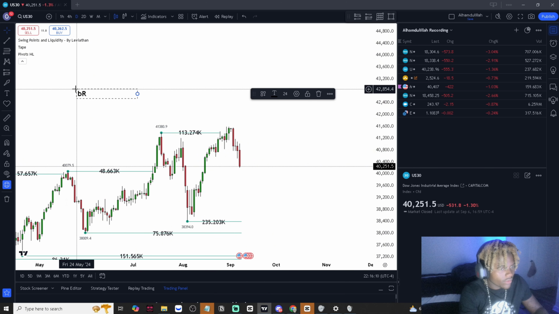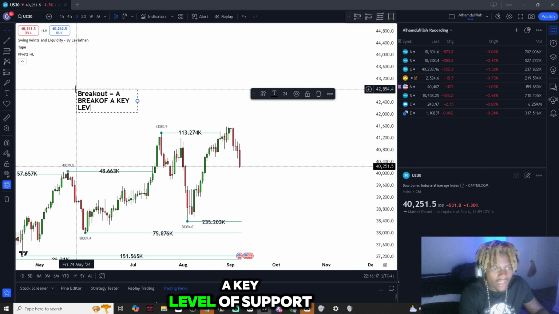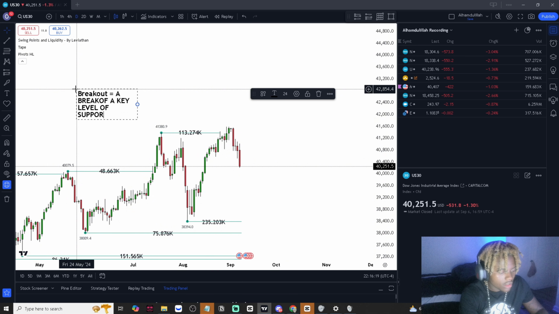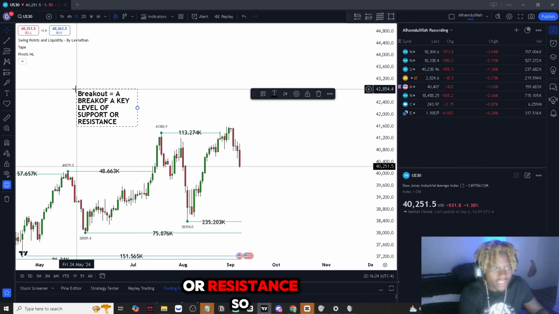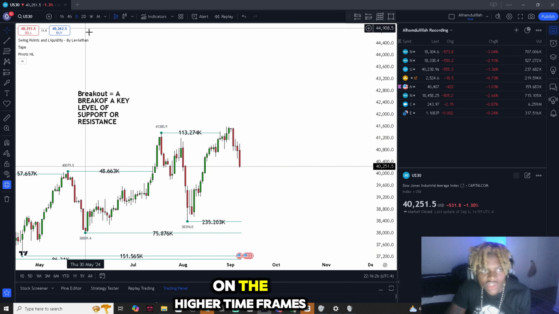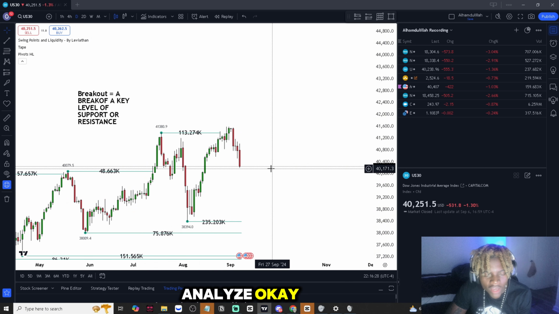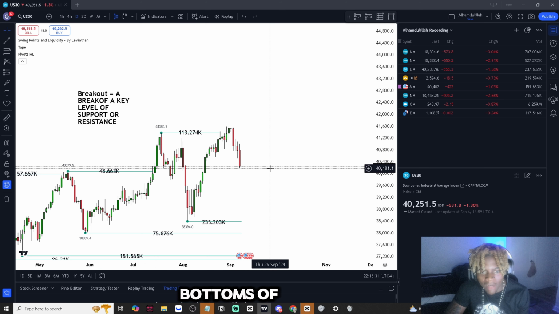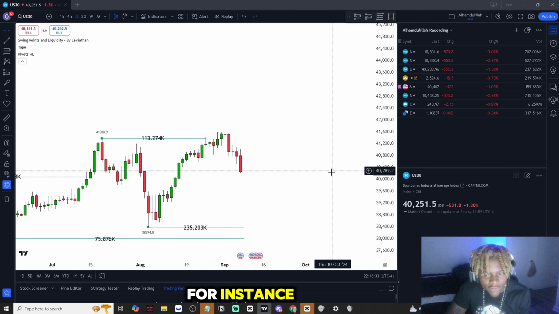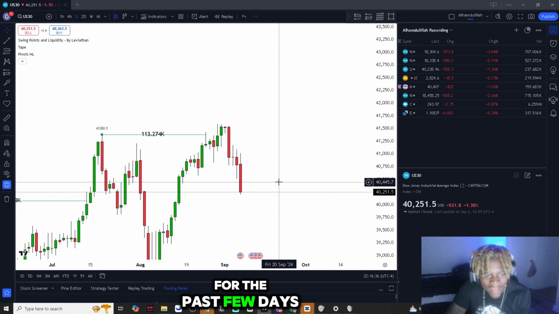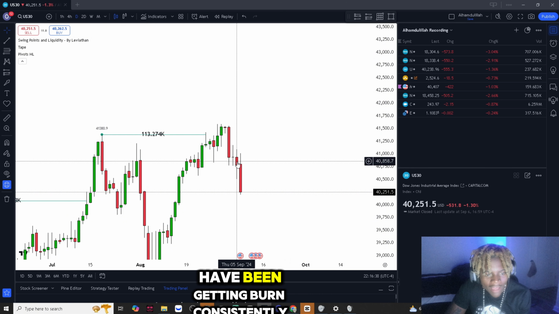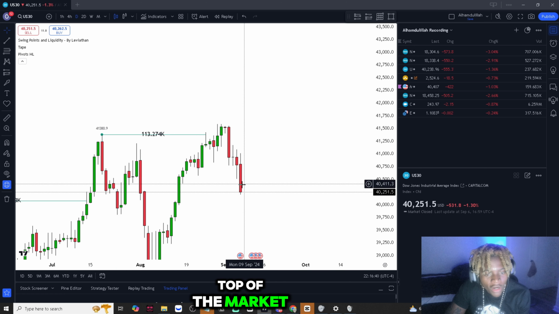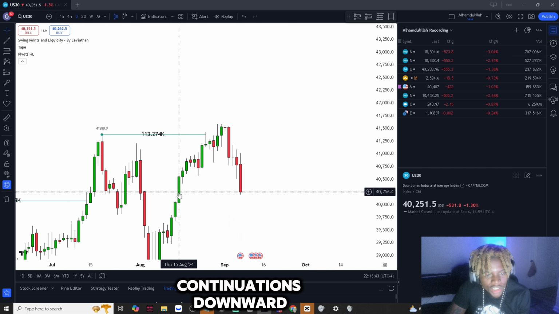So a breakout equals a break of a key level of support or resistance. So we're able to use a breakout strategy on the higher time frames to analyze, okay, instead of trying to catch the tops and bottoms of the market, like a lot of people. For instance, the market has been dumping for the past few days. A lot of people, I'm sure, have been getting burned consistently trying to catch the top of the market, instead of just playing the continuations downward.